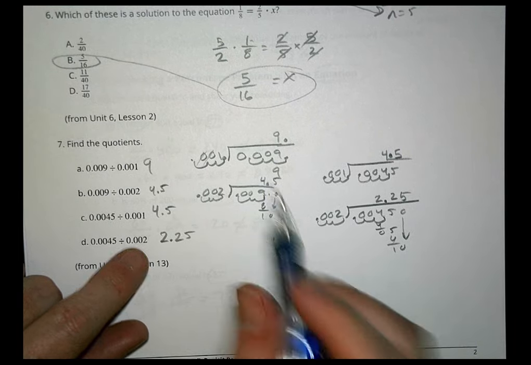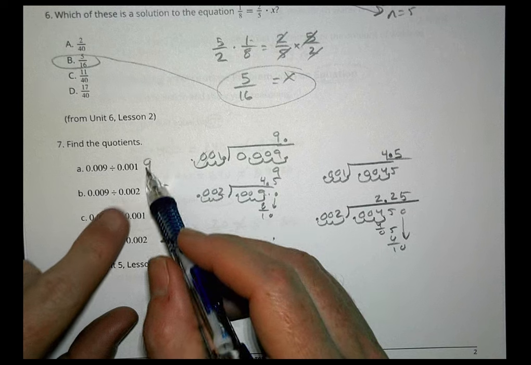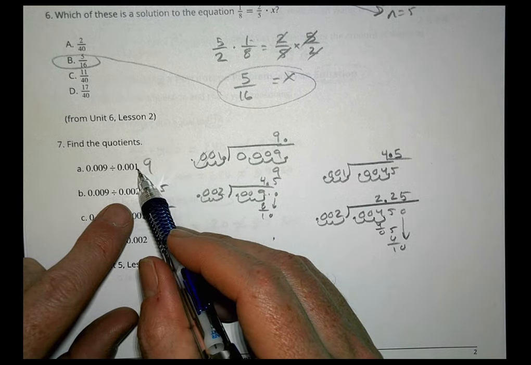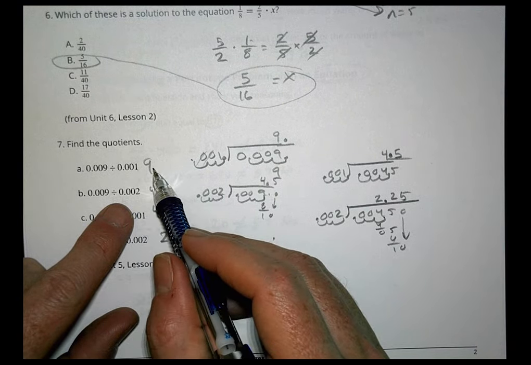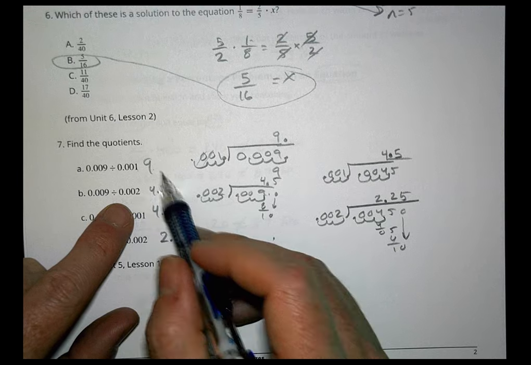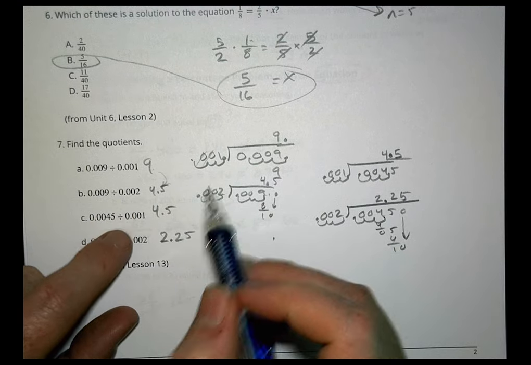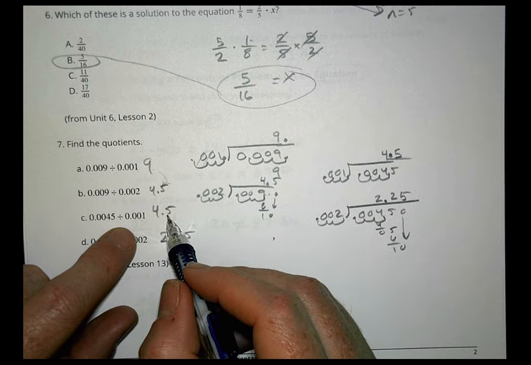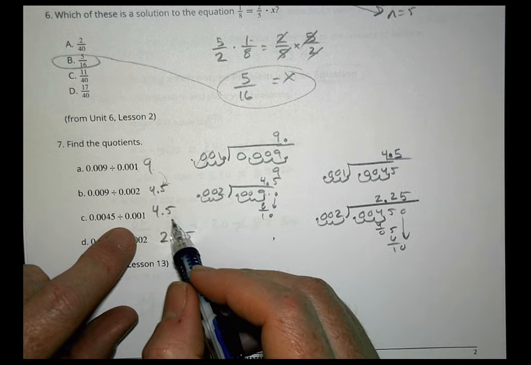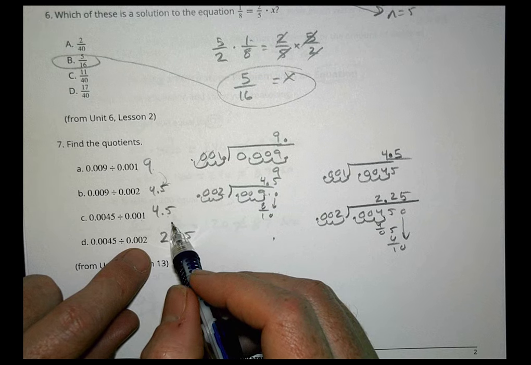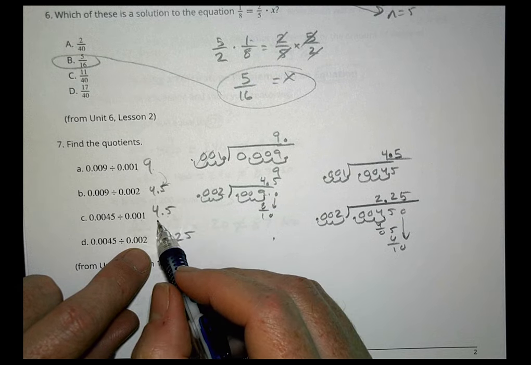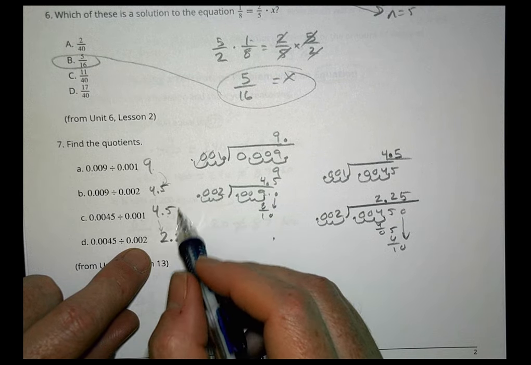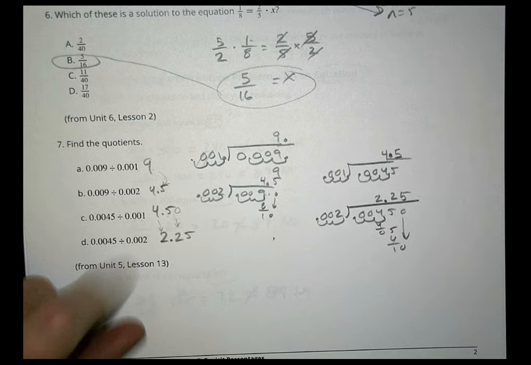So if you notice here, what's happening? When I divide by 1 thousandth, I get 9. Same thing divided by 2 thousandths is actually half of that. Over here, when I divide by this, I get 4.5. When I divide by 2 thousandths, I get half of that. Half of 4 is 2. Half of 50 is actually 25.